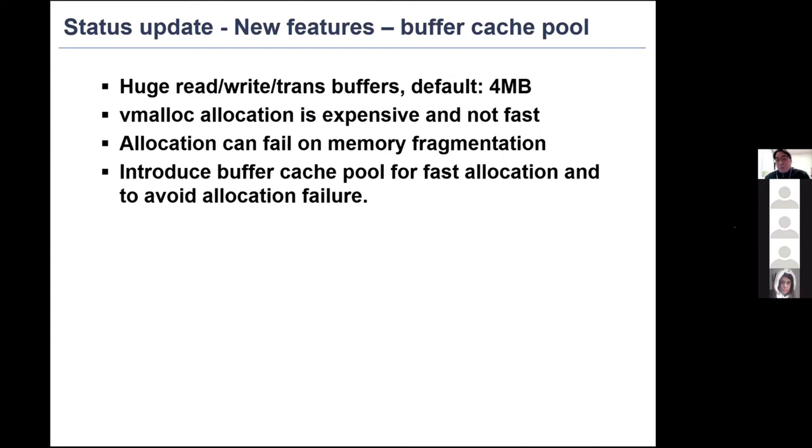So we introduced a buffer cache pool, instead of putting pressure from large buffer allocation for every response and releasing it at the end of request processing. So we will cache those large buffers up to the number of online CPUs for each size class. It will make allocation fast and avoid the potential allocation failure.